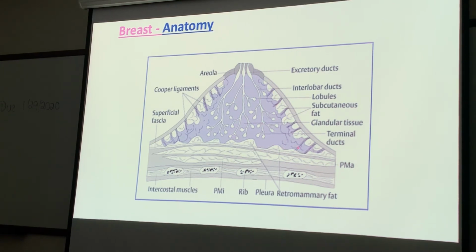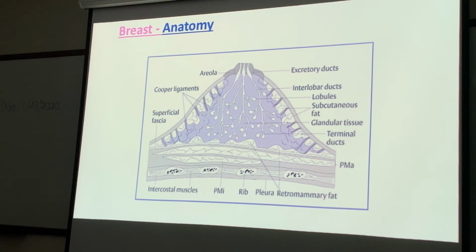And then right here you have your what's this, guys? What's this right here? Retromammary zone. And then this area right here, you have your premammary zone. Okay, and let's see what we have. What's this right here? Muscle. Pectoralis major and pectoralis minor, just posterior to the pectoralis major.